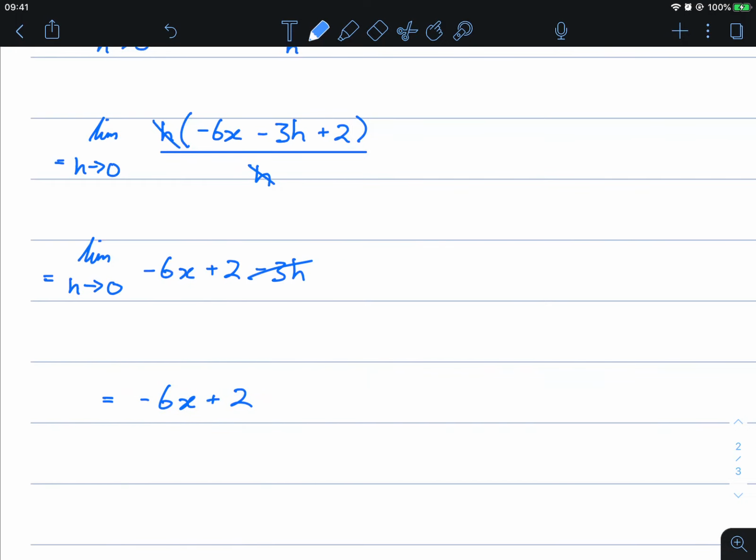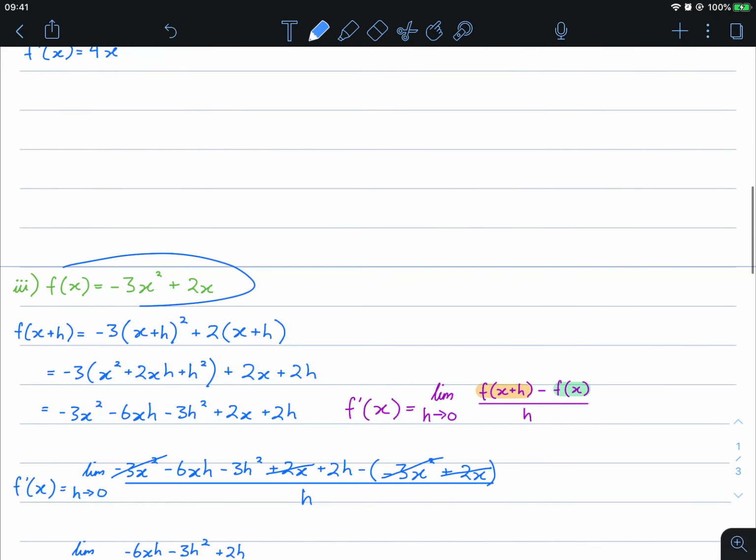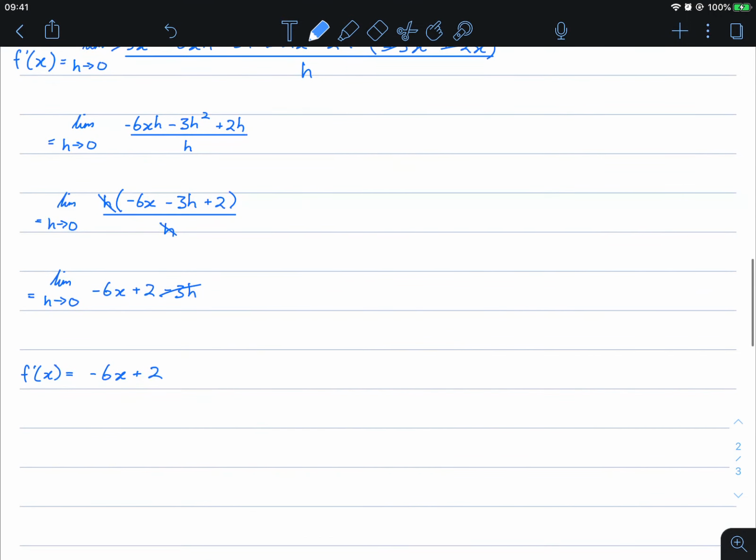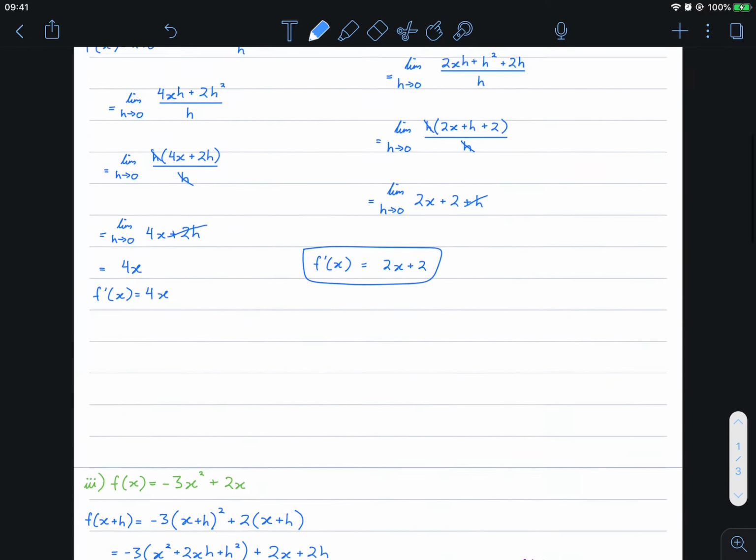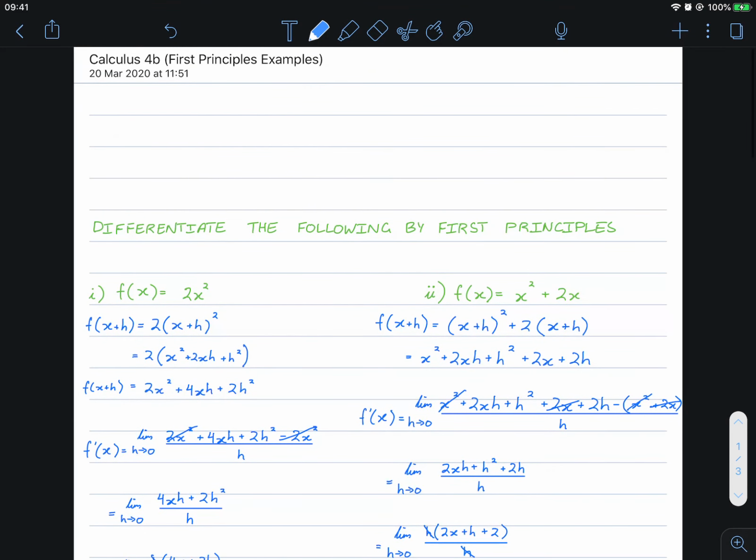So the derivative of this function is negative 6x plus 2. So hope that gave you an insight into using first principles to find the derivative.